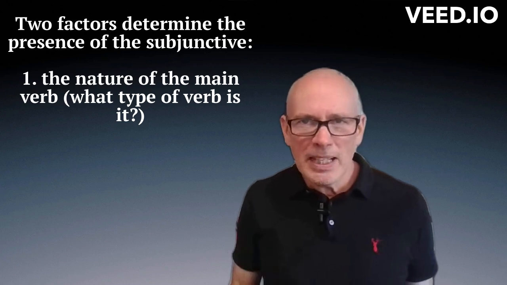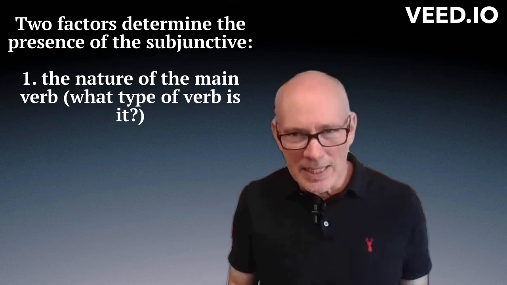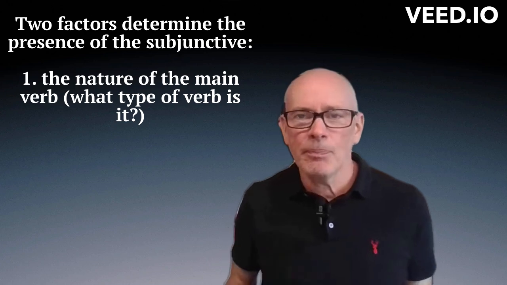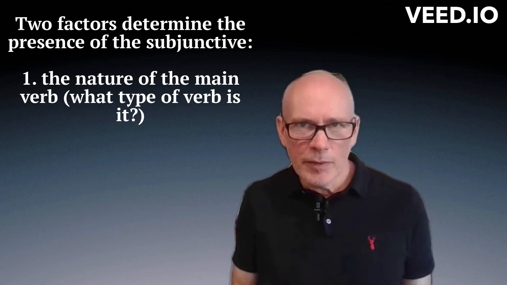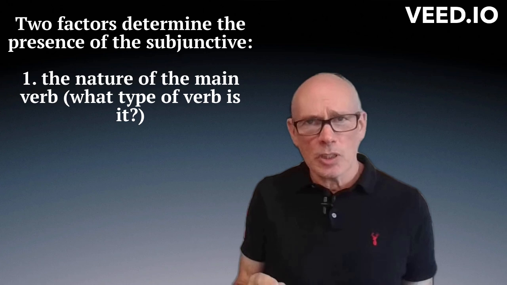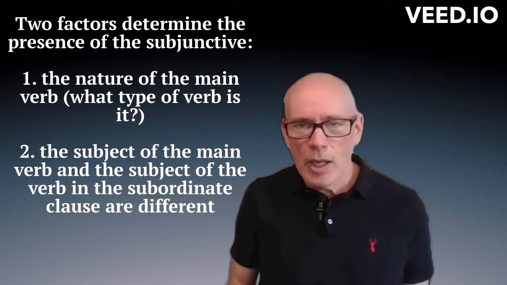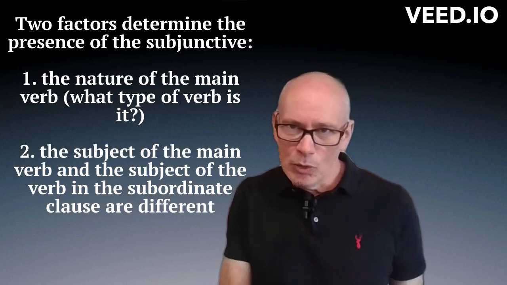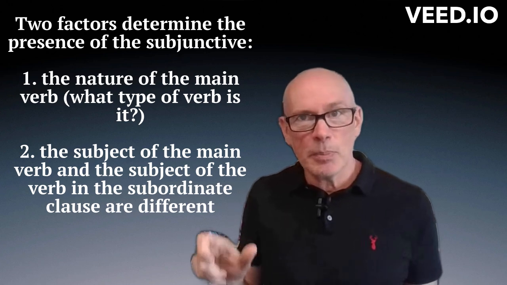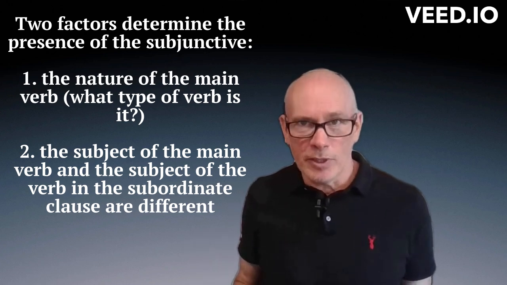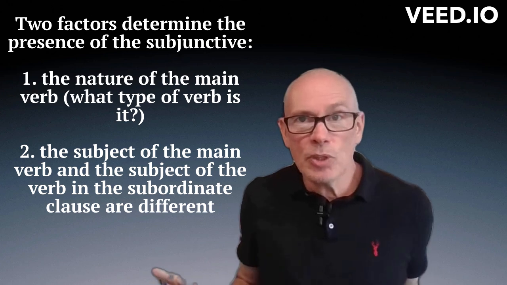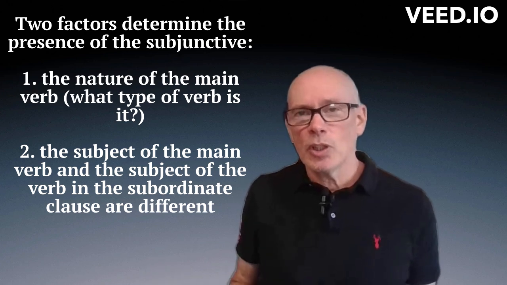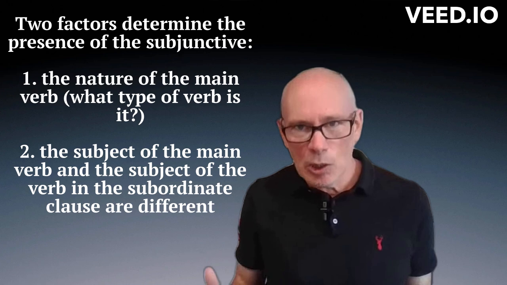So what are those two things? Firstly, the nature of the main verb, the verb in the main clause. What type of verb is it? We'll get to that in a second. And secondly, the other factor determining the presence of the subjunctive is that the subject of the main verb in the main clause and the subject of the verb in the subordinate clause are different. They're the two things that determine whether or not you're going to need the subjunctive in these clauses.